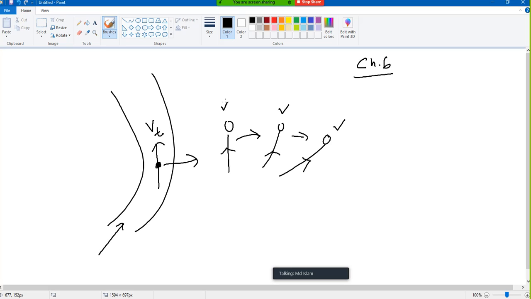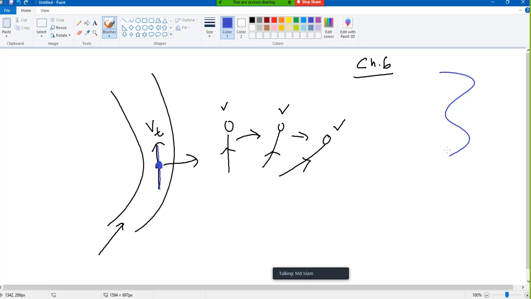So when you are at the curve, say you are here. At the curve, your velocity is tangential. So we are now writing Vt, where t means tangential. Now what is tangent?